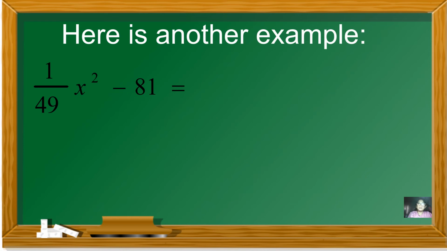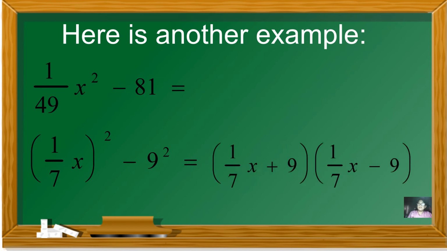So your answer should look like this, and then you can now follow the format. So a is 1 over 7x and b is 9. So the answer would be a plus b, 1 over 7x plus 9 times 1 over 7x minus 9. So your answer should look like this. Okay, is it clear?